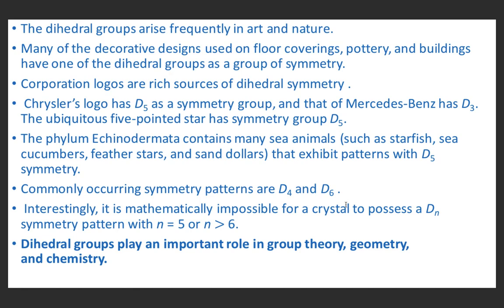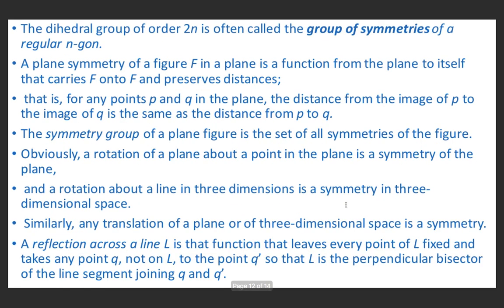So dihedral groups play an important role in group theory, geometry and chemistry. Dihedral group of order 2n is often called the group of symmetries of a regular n-gon. The plane symmetry of a figure f in a plane is a function from the plane to itself that carries f onto f and preserves distances. It means for any points p and q in the plane, the distance from the image of p to the image of q is the same as the distance from p to q.